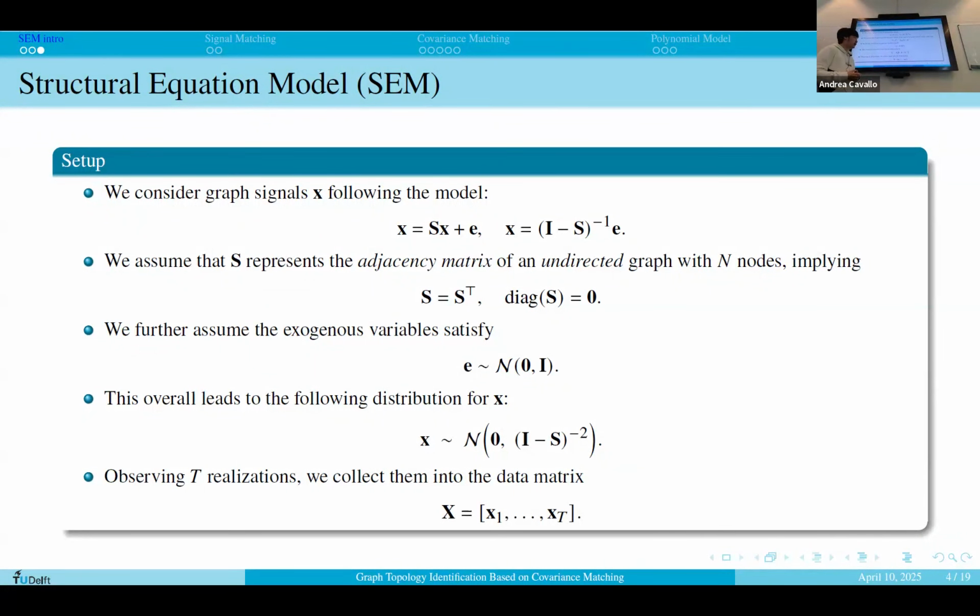In this case, we can know the distribution of X. It is also zero mean, and the covariance is (I minus S) inverse to the power of 2. So you can think we have T samples, and then we can collect all the data together. We get a big data matrix X.